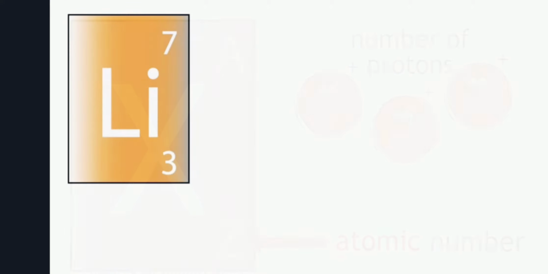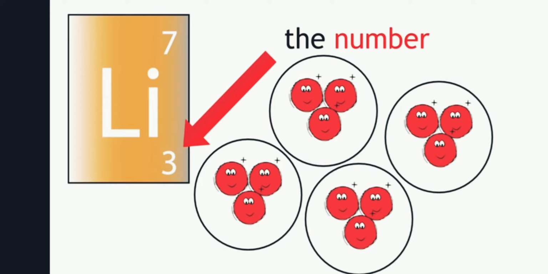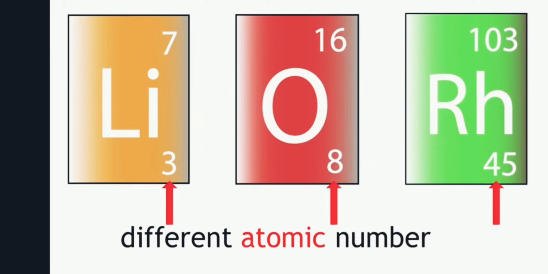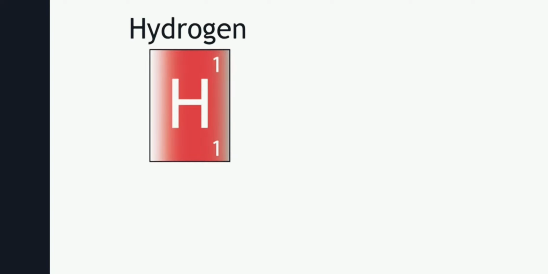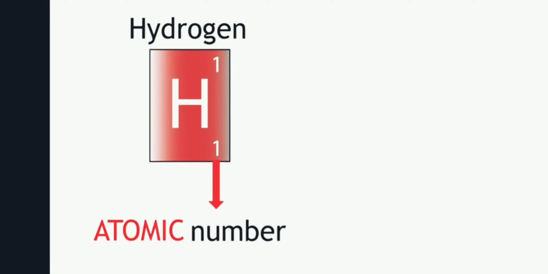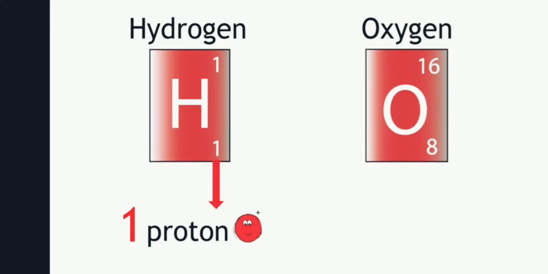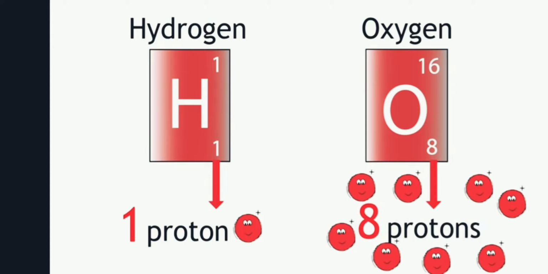For example, for lithium, there are 3 protons, so the atomic number is 3 written in subscript. Oxygen has 8 and rhodium has 45 protons in their nucleus. You will see that each element has a different number of protons. The atomic number of hydrogen is 1, which means it consists of just 1 proton. And for oxygen, the atomic number is 8, which means it consists of 8 protons in the nucleus.